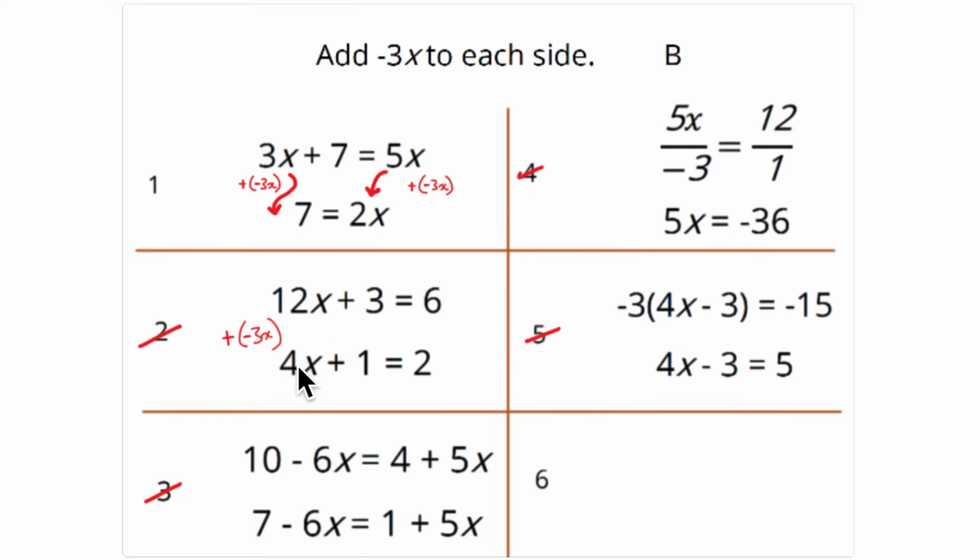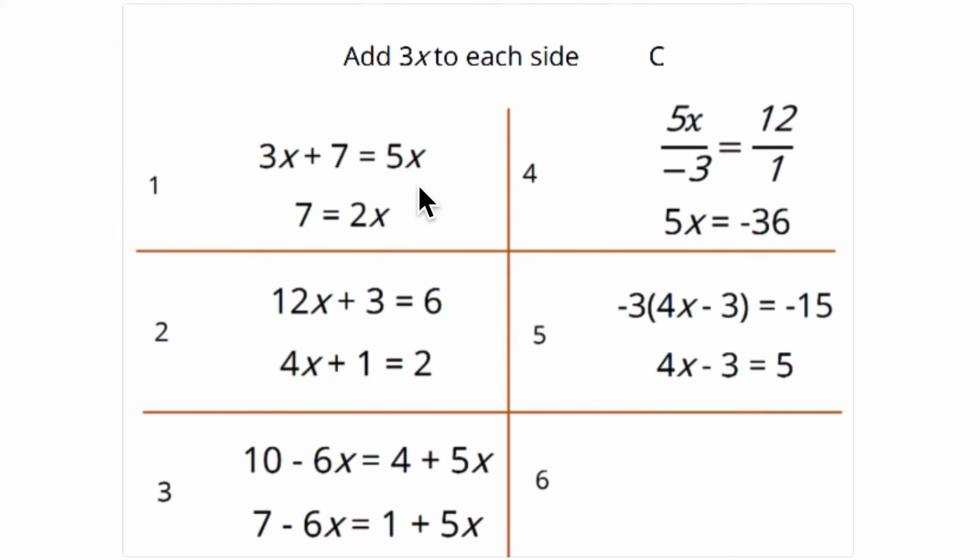You might check through these other ones to see if they work in any way. Here, -3x plus 12x is going to get you 9x, not 4x. So this one doesn't quite work, and the answer is number 1 here. So the first step in solving this equation, or balancing these moves, is to add -3x, and that gets you to 7 equals 2x. The idea is that you have to do that to both sides of the equation. You have to keep both sides balanced by matching that move on each side.